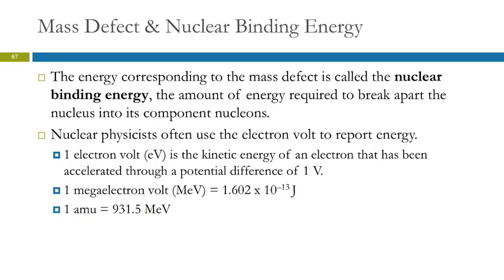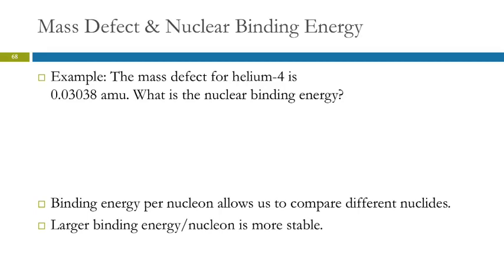That's the conversion factor. Now, I do not expect you to remember those 2 conversion factors. So those will be given to you on an exam. But I do expect you to remember, capital M, lowercase e, capital V. You should know what that is. It's a mega electron volt. So the mass defect for helium-4 is 0.03038 atomic mass units, which if you had done the math on that slide, that's what we would have come up with. What's the nuclear binding energy?